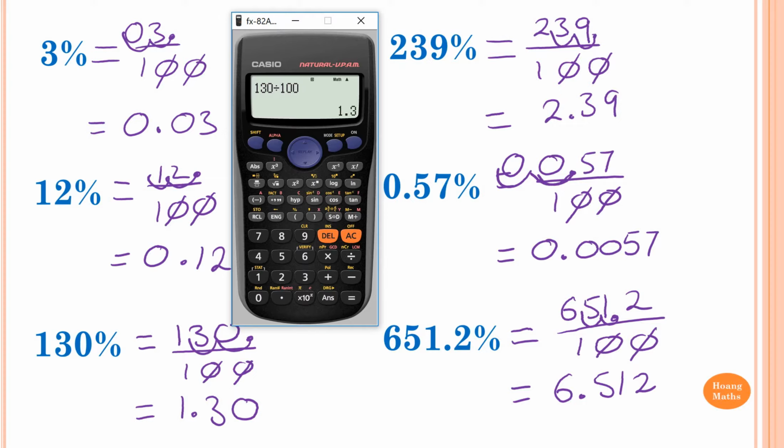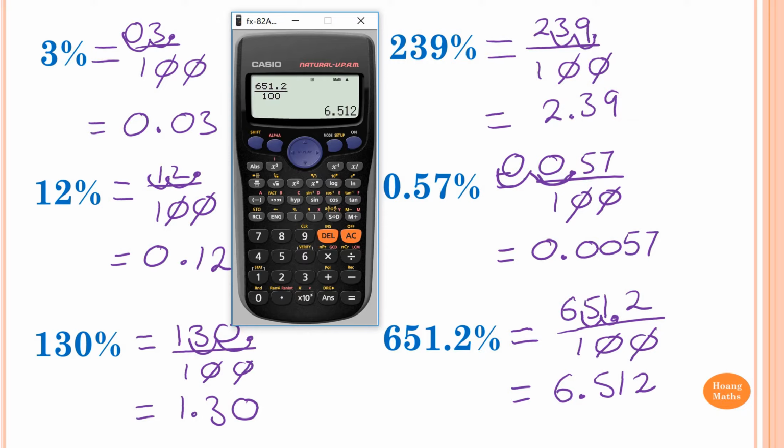See, if you use the calculator, very simple. So 239%, it means 239 divided by 100. See, 2.39. Similarly, 0.57%, it means per 100. I can divide by 100, which gives me 0.0057. 651.2%, I can also write per 100 like this. But then notice that if you press equal, it gives you decimal as well.